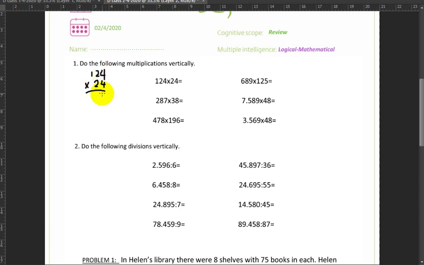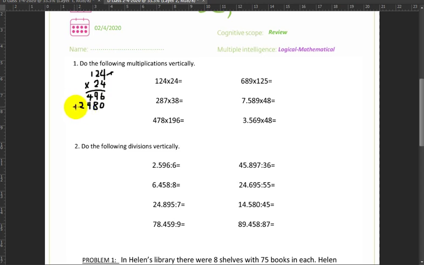So I say 4 by 4 makes 16. I write 6, I carry 1. 4 by 2 makes 8, plus 1 that I carried over makes 9. 4 by 1 makes 4. And then, well, I returned this, so I should cross it out. I put a 0 beneath the 1s, and I say 2 by 4 makes 8. 2 by 2 makes 4. 2 by 1 makes 2.